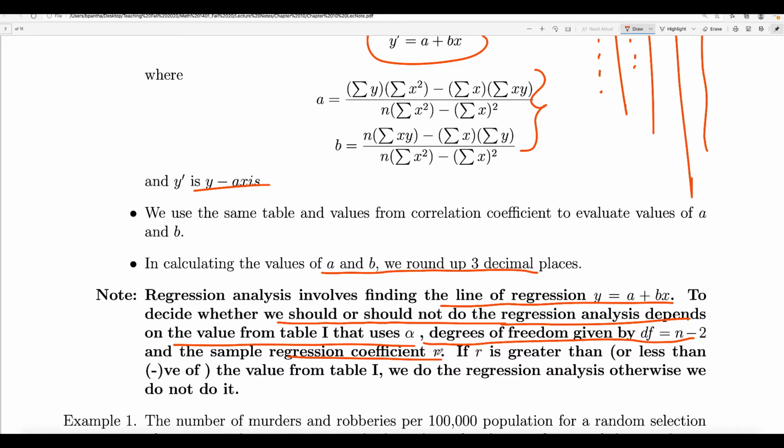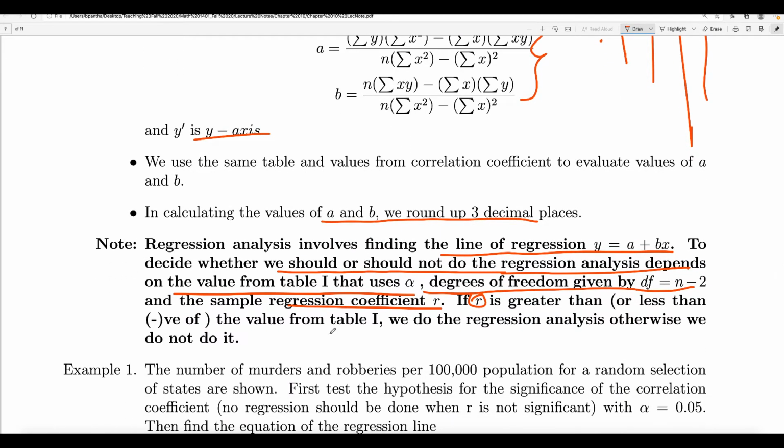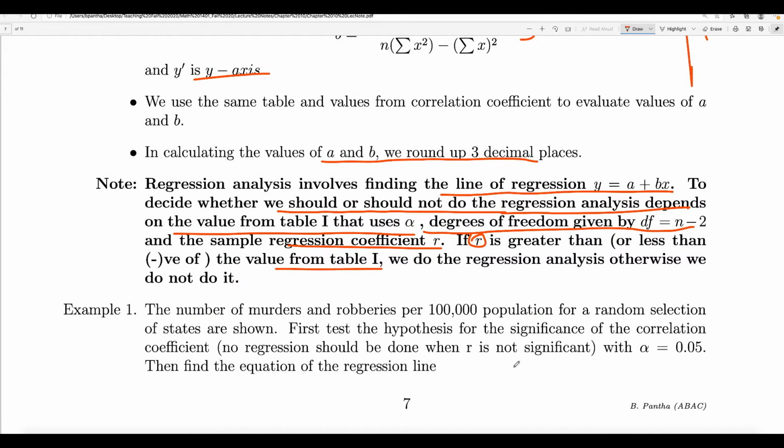So if the sample correlation coefficient r value is greater than the critical value or less than the negative of the critical value, then you do the regression analysis. Otherwise you do not do the regression analysis. Okay, so we know how to reject or not reject the null hypothesis. We'll do this example first.